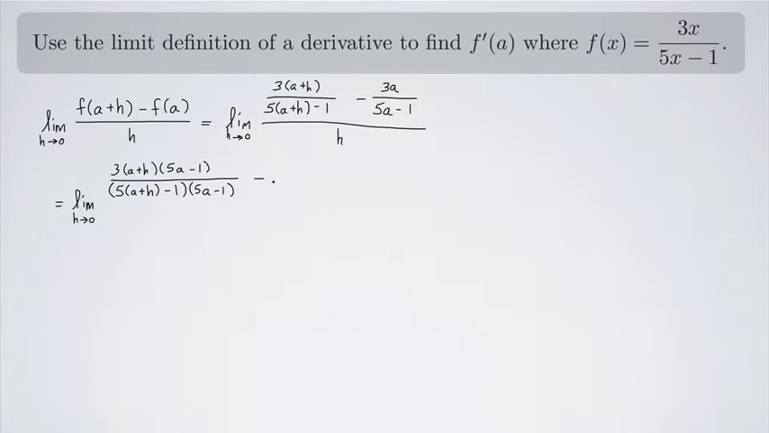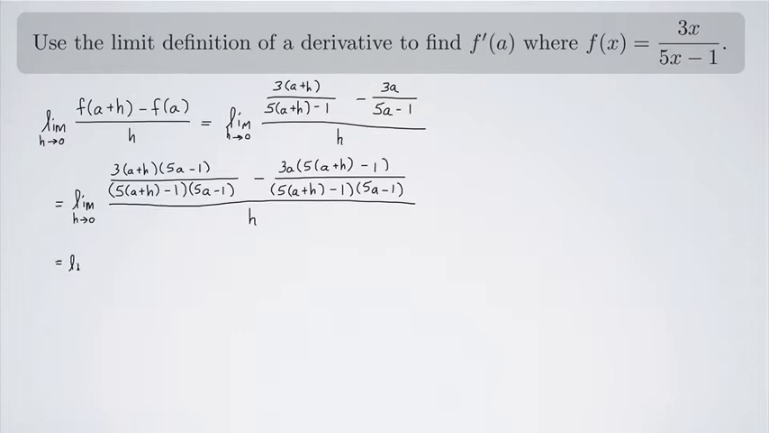Okay, and then here I'm going to have the same denominator, 5 times a plus h minus 1 times 5a minus 1, and on top I multiplied everything by 5 times a plus h minus 1, so I'm going to have to do the same on the top. I have a 3a times 5 times a plus h minus 1, and all of this is divided by h. Yuck. It looks kind of messy, but again, it's going to simplify. It's not going to be this bad.